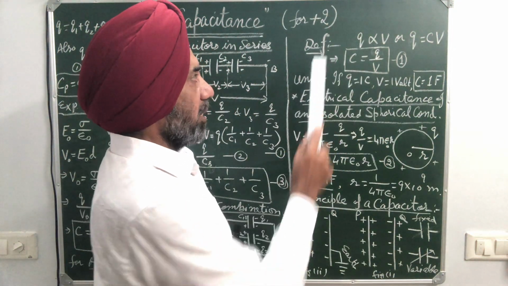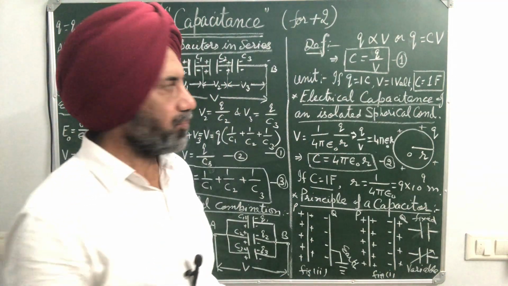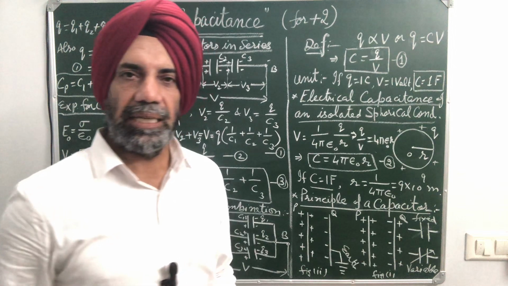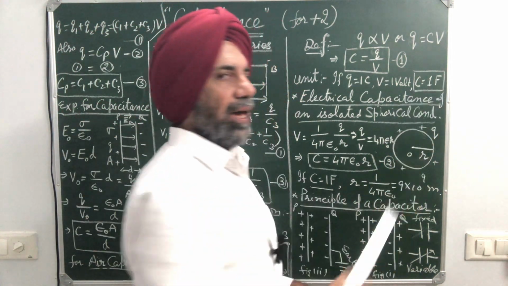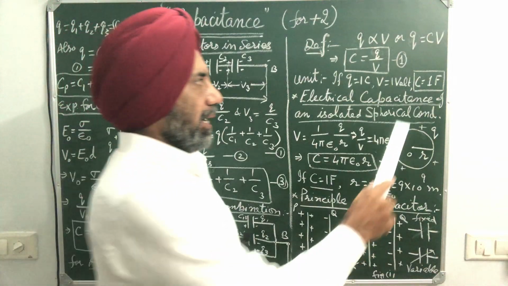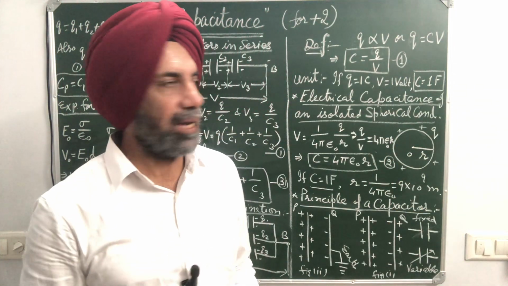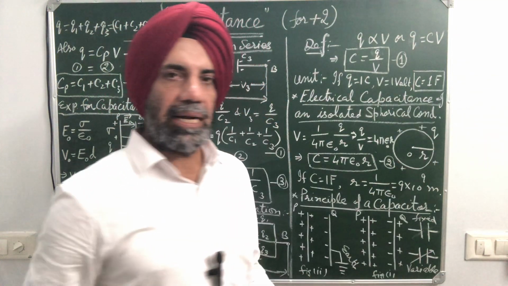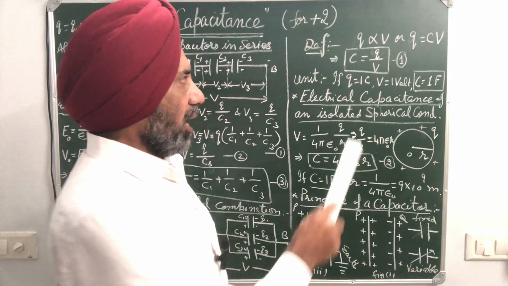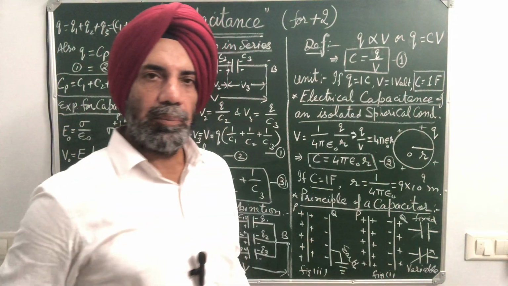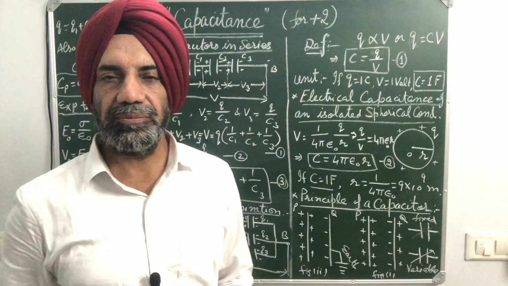Now the units of capacitance: if Q is equal to 1 coulomb in the SI system and V is equal to 1 volt in the SI system, then C will be equal to 1 farad. So the unit of electrical capacitance is 1 farad. So we can define 1 farad: electrical capacitance is said to be 1 farad when 1 coulomb of charge produces a potential of 1 volt. It's very simple.